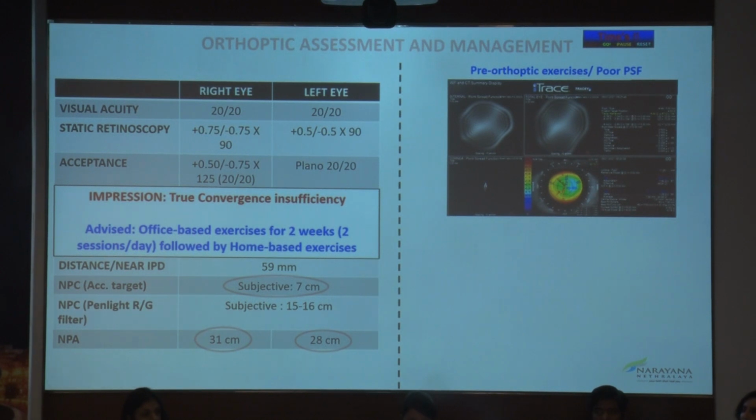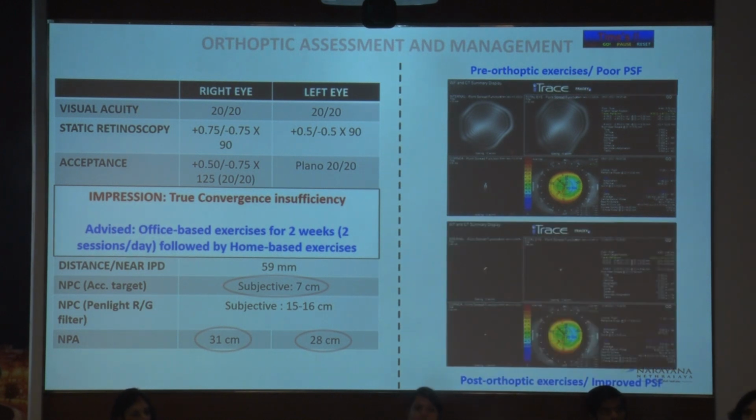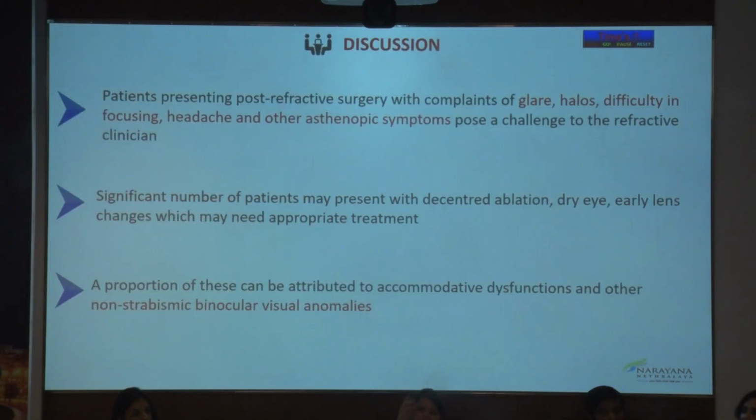So either it can be contributed by something inside, which is the lens or the vitreous, which was absolutely normal for this patient. And then when we did the orthoptics exercise for this patient, it was absolutely nice. He was happy after the 2 weeks of office-based exercise, and he's still continuing it.